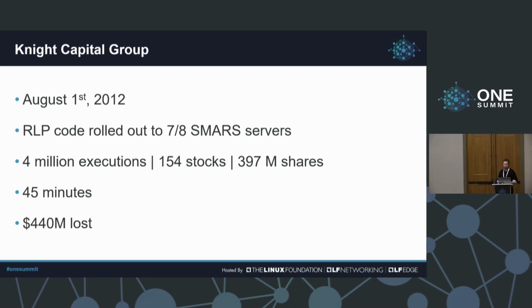And what happened when the market opened on Monday or whatever the next day was, is that on that 8th server, there was a piece of code that no one realized still existed, hadn't been used in years. And when triggered, it wound up ordering over 397 million shares at an incorrect value of 154 different stocks. And in the process of 45 minutes before anybody caught that issue, Knight Capital wound up losing over $440 million in value. Ultimately, they were acquired by another equity firm and rolled into how they exist today.